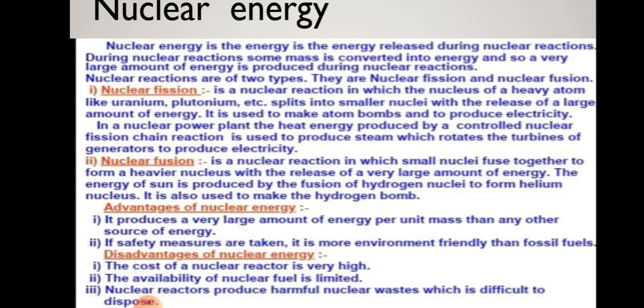Nuclear fission is the process in which the nucleus of a heavy atom like uranium splits into smaller nuclei. Nuclear fission is the process in which large heavy nuclei break into two or more small nuclei. Nuclear fusion is the nuclear reaction in which small nuclei fuse together to form a big nucleus with the release of a very large amount of energy. Nuclear fusion is that in which small nuclei fuse together to form a large nucleus.